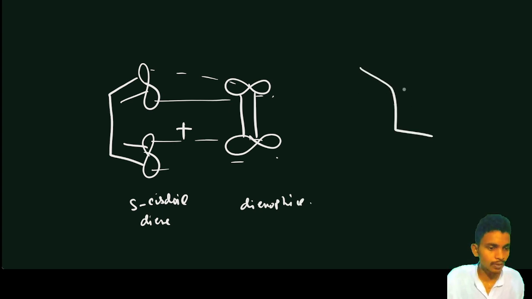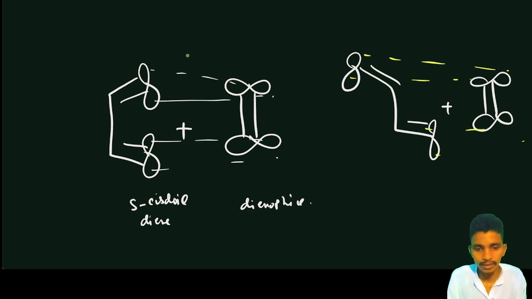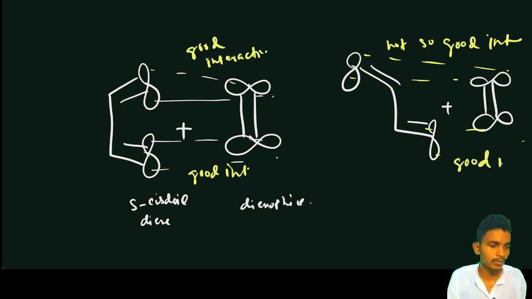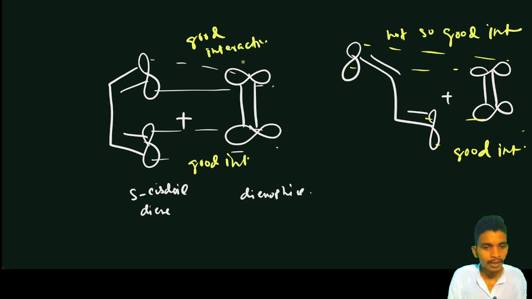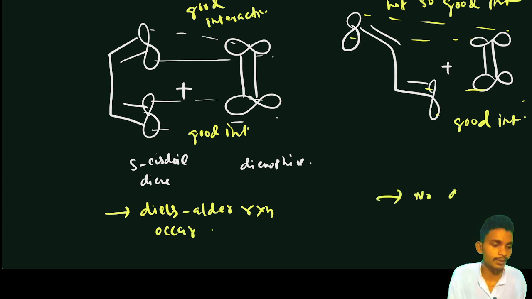But for the case of the s-transoid, what you see is that this thing is there, so here it is here. Now the interaction is from here to here. It means there is good interaction here, and also good interaction here, but here not so good interaction. It means that this will show Diels Alder reactions. Diels Alder reactions occur here, but here there is no Diels Alder reaction. The reason is that there is no good interaction.